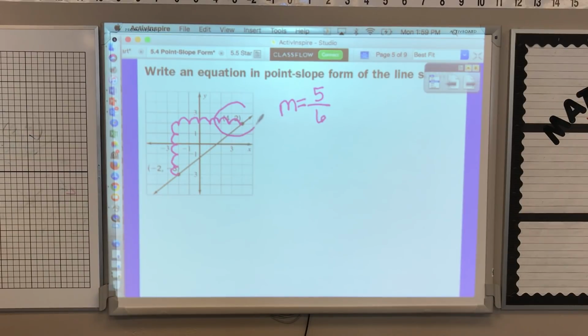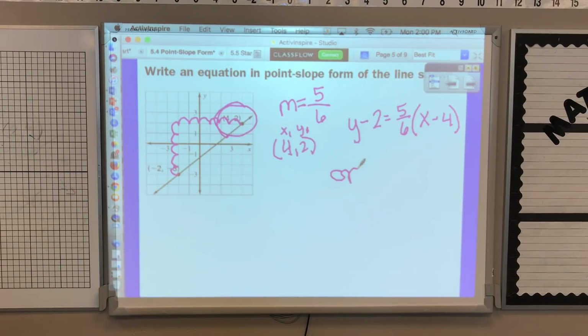So if I choose this first one, 4, 2, okay, x1 is 4, y1 is 2, so my equation would be y minus 2, because y1 equals my m, so 5/6, times the quantity of x minus 4, for subbing in for that x1.